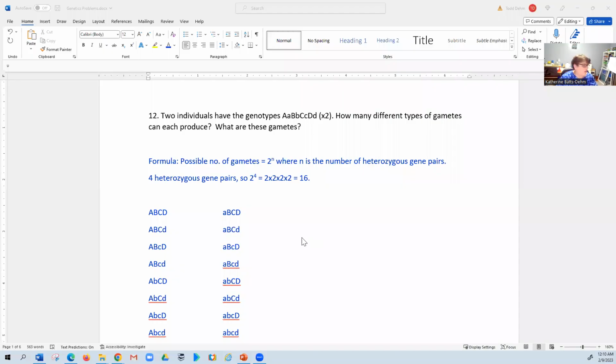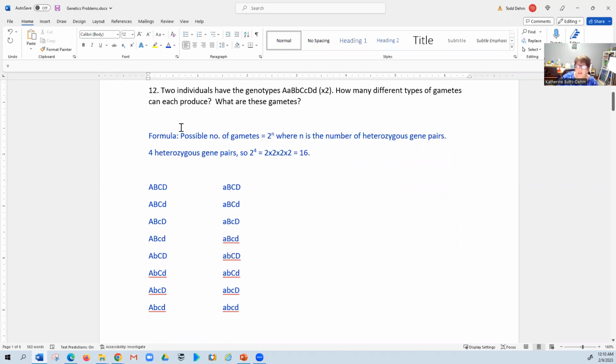So number 12, two individuals have these genotypes. How many different types of gametes can each produce? Okay, yeah, they're each producing gametes. And what are the gametes?